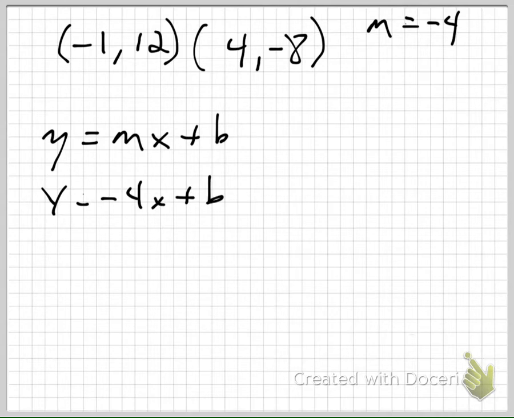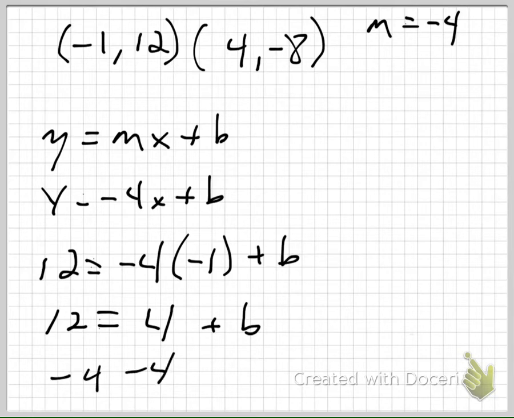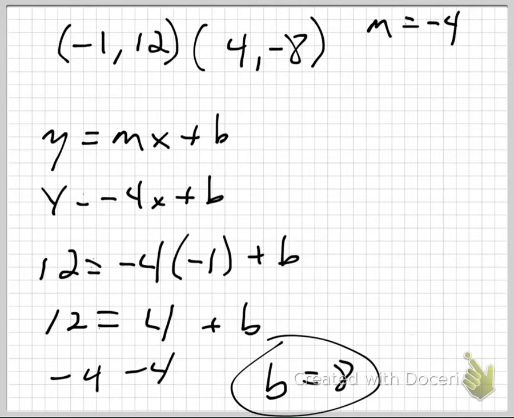Plug it in using what numbers? Which set of numbers? Doesn't matter. I don't care. Let's go 12 equals negative 4 times negative 1 plus b. That would be 12 equals positive 4 plus b. Minus 4, b equals 8. That means that it crosses at 8.